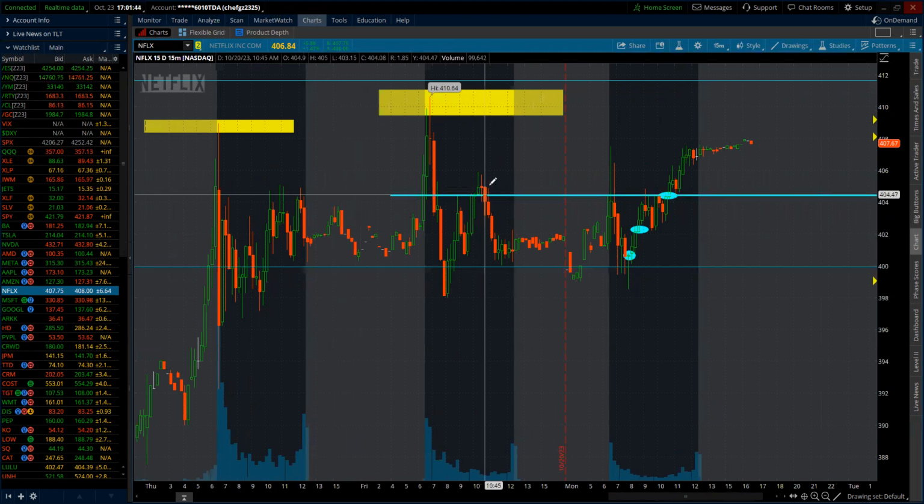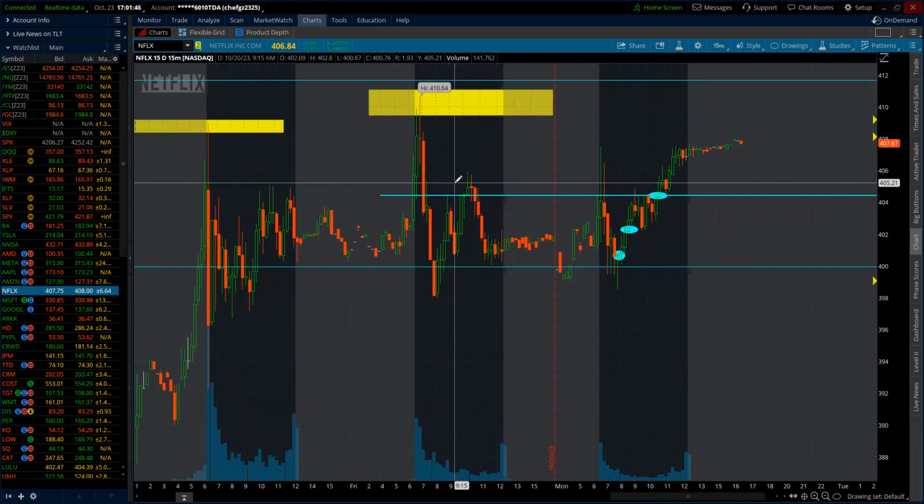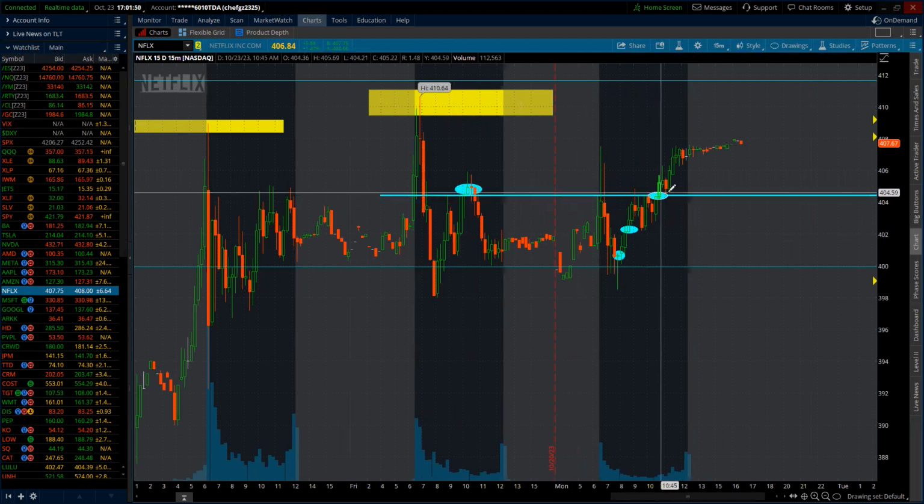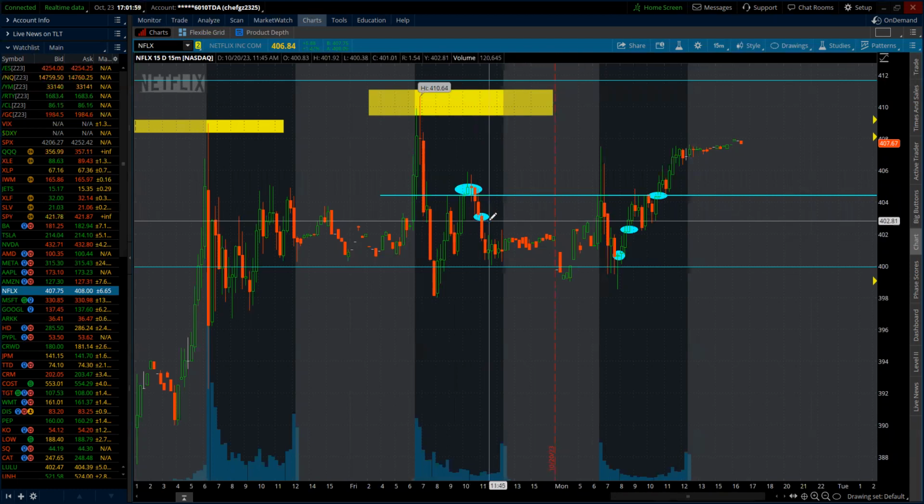I actually ended up taking a loss here on Friday. I thought it was going to pop above, and as you can see, I took the same position here, but the only difference is I took half size. Over here, I took a full position, and I ended up taking a loss right here.